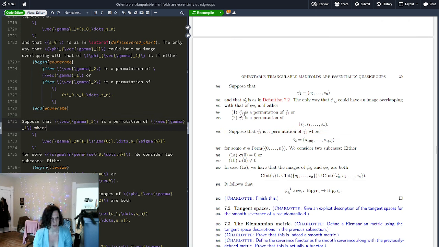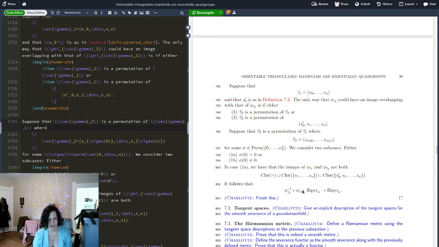Okay, so the first possibility was that gamma 2 is just a reordering of gamma 1. And so there are two possibilities then. Either the S naught thing was fixed, or it was not fixed. So in the first case, the images of both of those maps overlap with each other. And so, well, then I have a map from that bipyramid thing to itself, and I have to show that that map is a smooth map. So maybe I'll do that first.